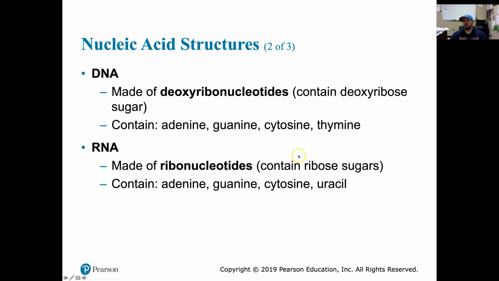This is just reiterating what I was saying. DNA contains adenine, guanine, cytosine, and thymine. RNA has adenine, guanine, cytosine, and uracil. So again, the last one in this list is interchangeable depending upon whether you're looking at DNA or RNA. So if you're looking at DNA, it's thymine. For the 4th one, for RNA, it's uracil.